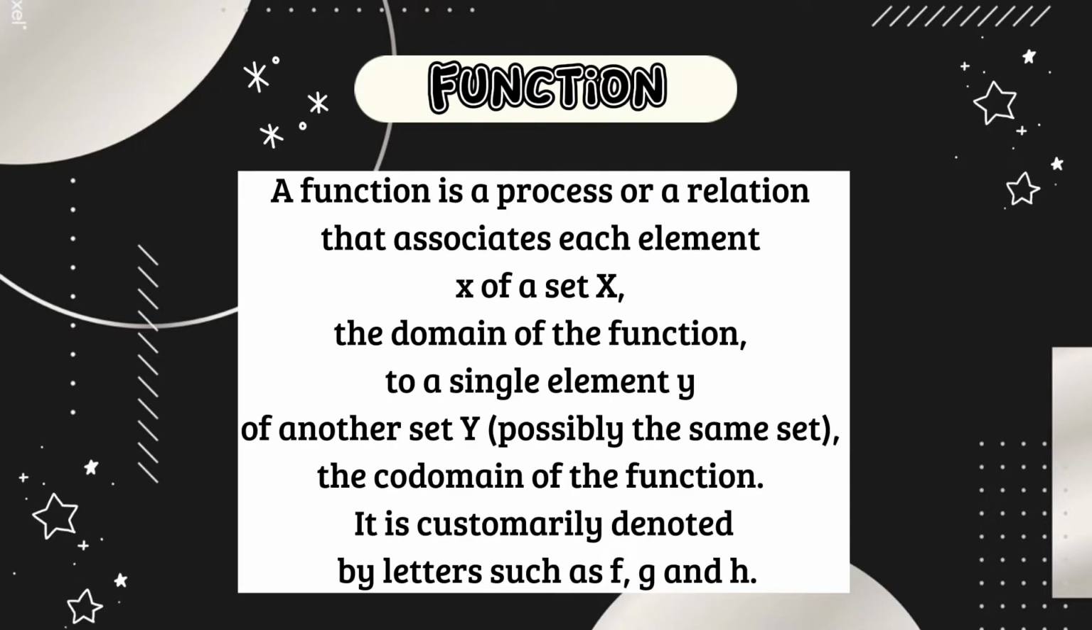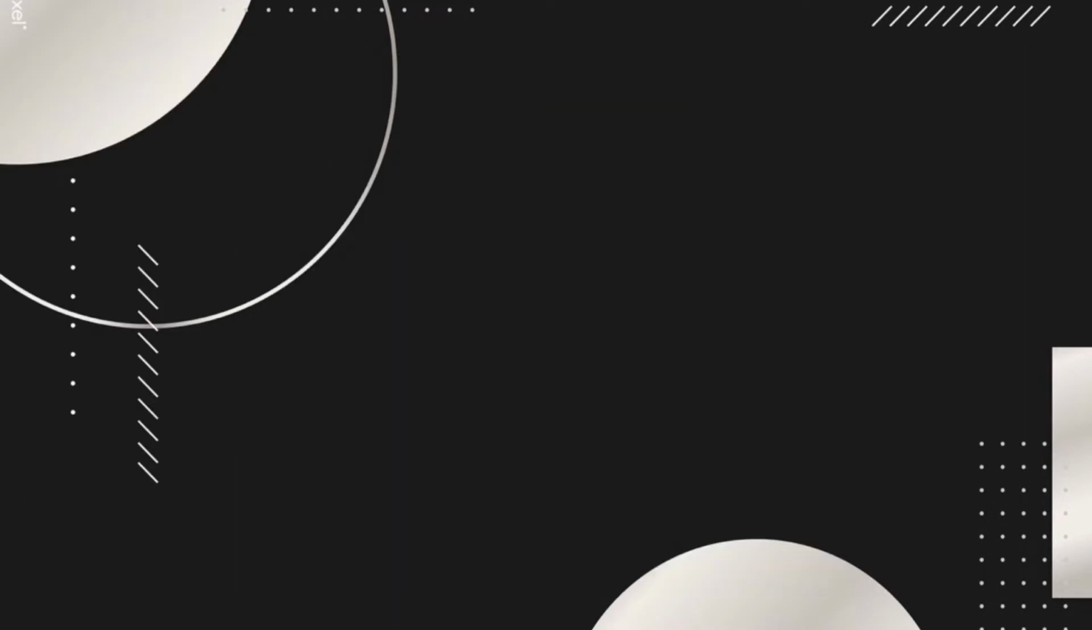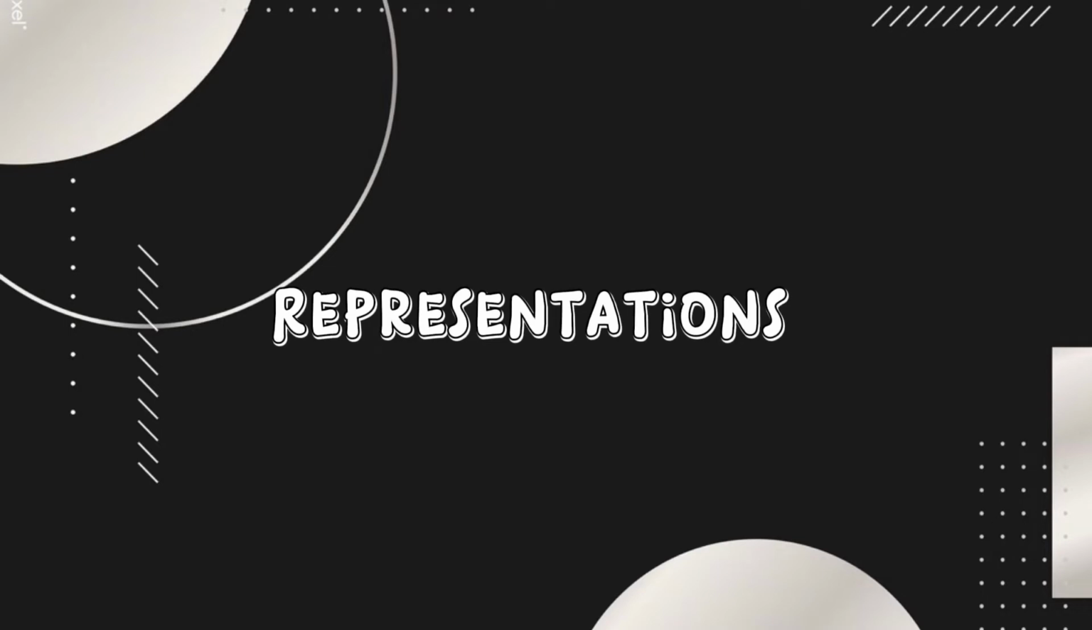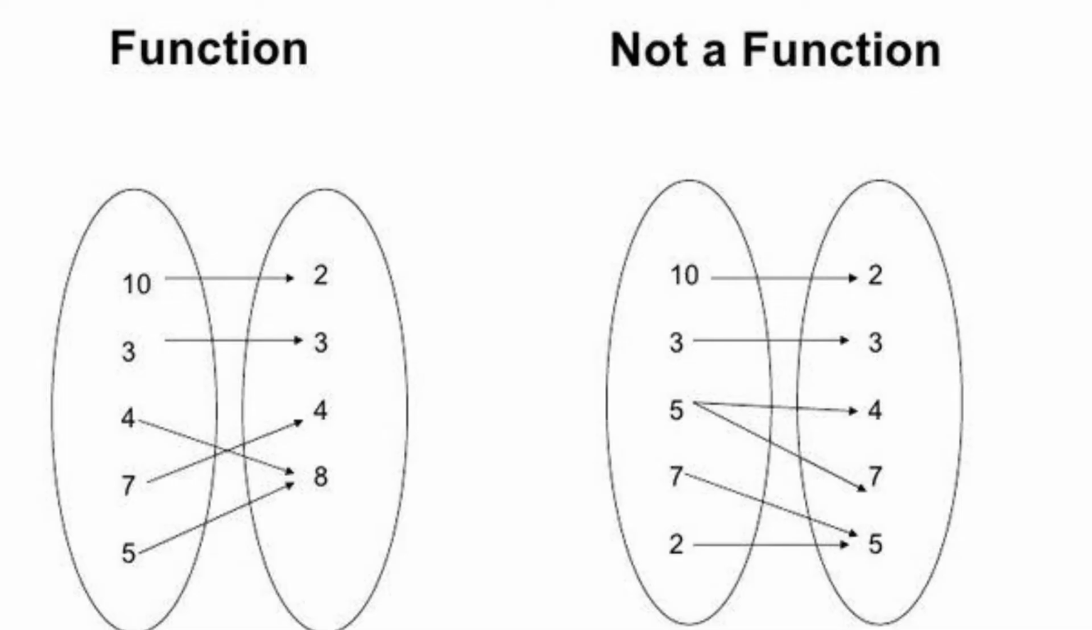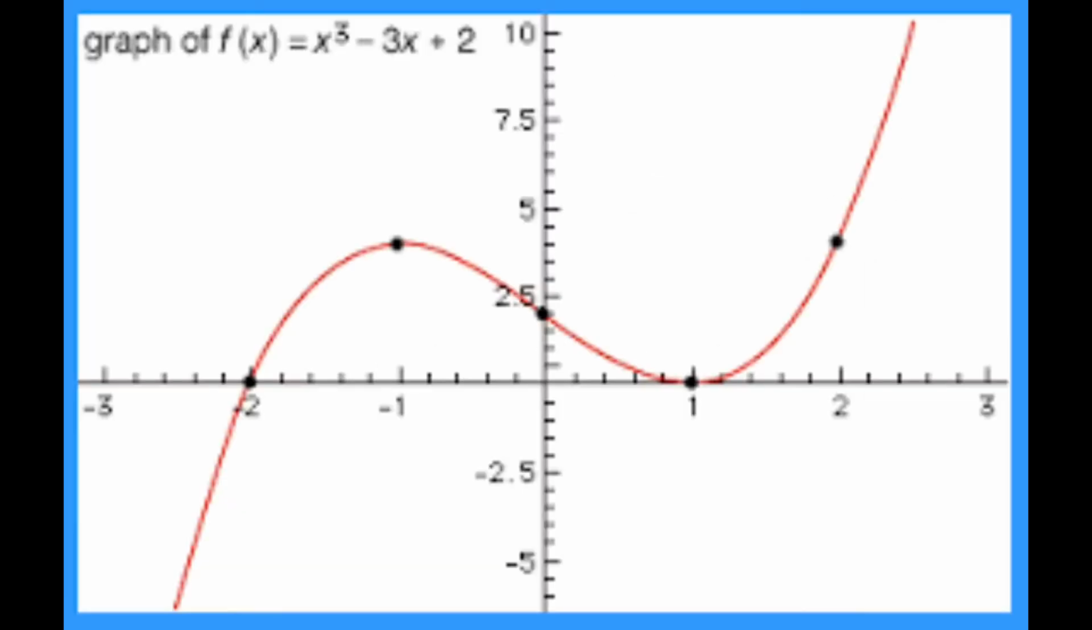A function is a process or a relation that associates each element x of a set X, the domain of the function, to a single element y of another set Y, possibly the same set, the codomain of the function. It is customarily denoted by letters such as f, g, and h. In mathematics, we represent functions in many different ways. We use words, tables, mappings, equations, and even graphs.